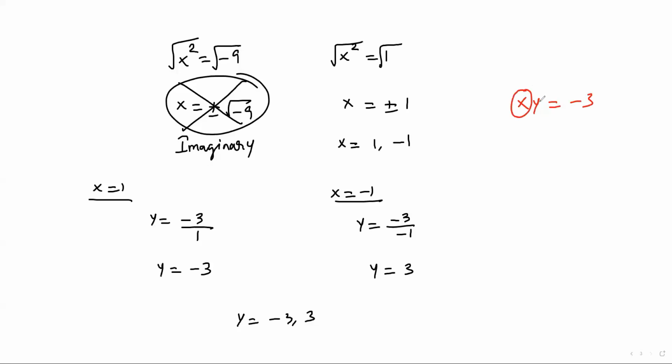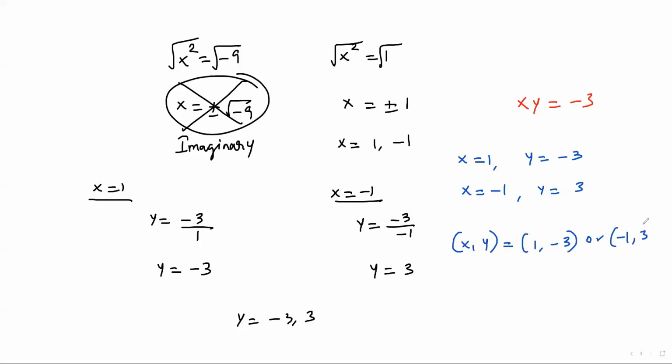Whenever the product of two values is equal to negative 3, one value has to be positive and one value has to be negative. So please remember, here we get the product xy is equal to negative 3. If x is positive, y has to be negative, so that the product can be a negative number. If x is negative, then y has to be positive. So if x is equal to 1, then y has to be negative 3. If x is equal to negative 1, then y has to be positive 3, so that the product can be equal to negative 3. Finally, the solution x comma y is equal to 1 comma negative 3 or negative 1 comma 3.